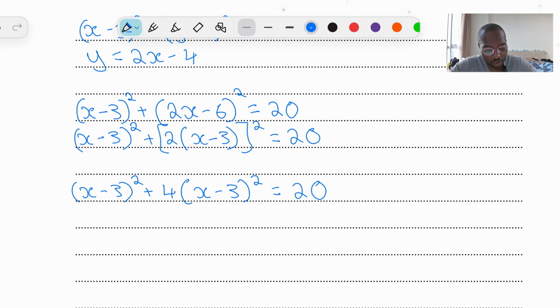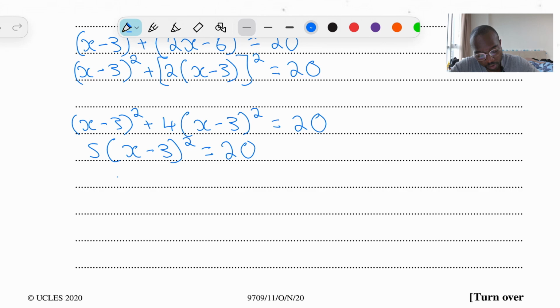Now we've got one lot of (x minus 3) squared plus another 4 lots of (x minus 3) squared. So that would just be 5 lots of (x minus 3) squared, and that's equal to 20. Therefore, 20 divided by 5, we end up with (x minus 3) squared equals 4. Therefore, we get x minus 3 equals plus or minus 2.